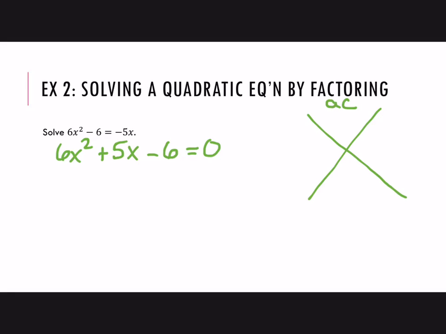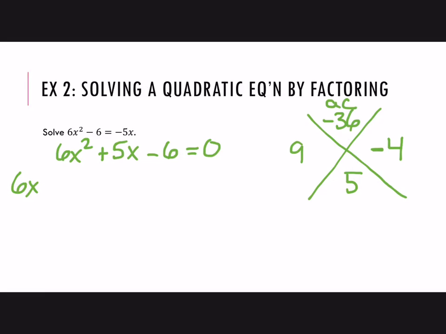Okay, so A times C is 6 times negative 6. That's negative 36. And then B is 5. All right, so again, 9 and 4 are going to work. And one of them needs to be negative since I'm multiplying to equal negative 36. So to make 5, it's got to be a negative sign on the 4. So 9 minus 4 is 5. So this is a little bit of a longer one for factoring. I can't just jump straight to the factors since I have a 6 here and not a 1.